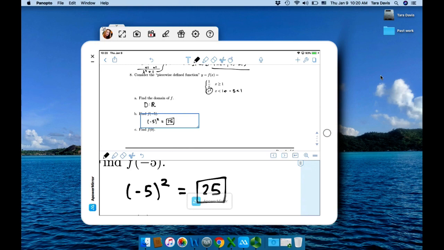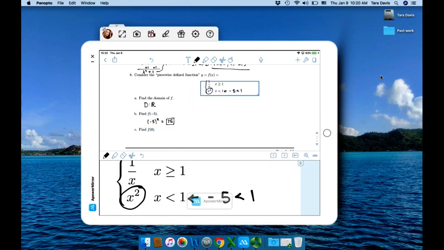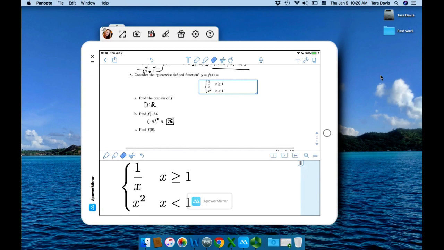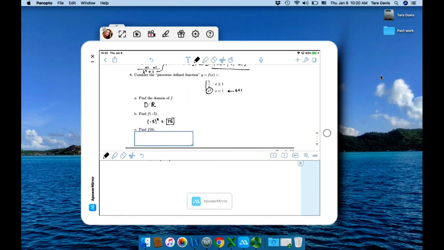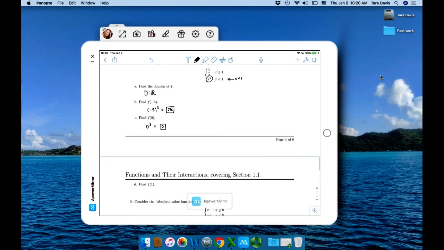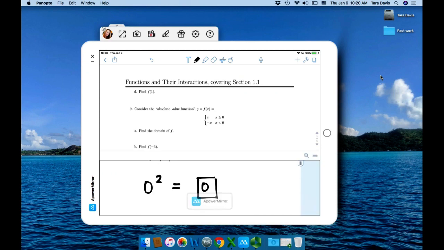So we can do another example, f of 0. So again, we look and see what situation we're in, and we're like, is 0 bigger than or equal to 1, or is 0 less than 1? 0 is less than 1, so we have to plug into this formula, okay? That's again why 0 is allowed, because this will equal 0 squared, which is 0, okay?